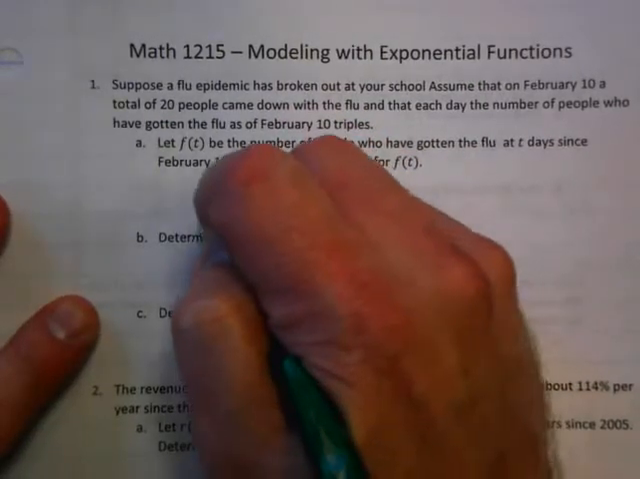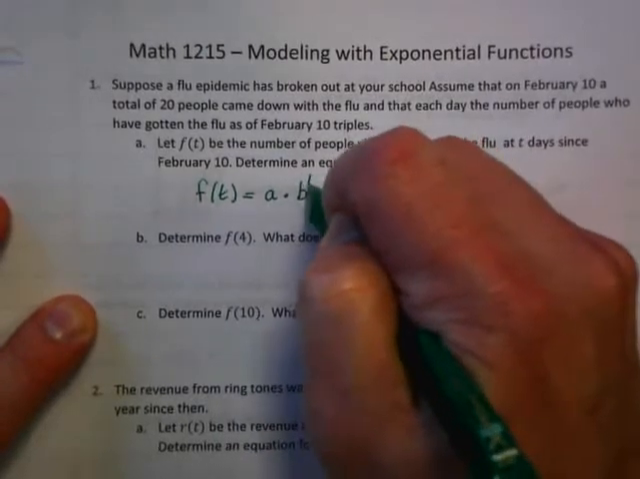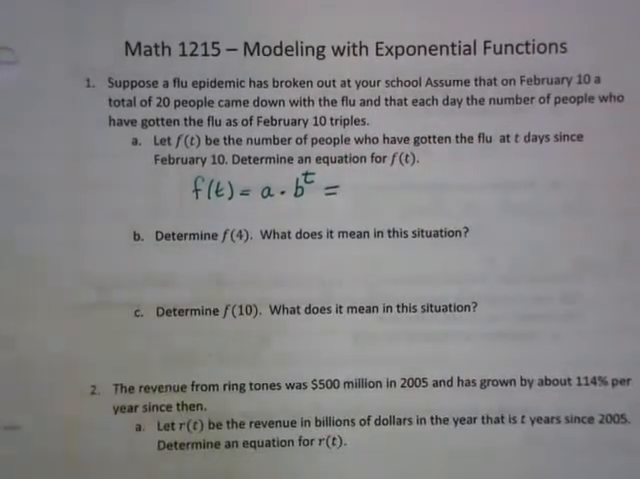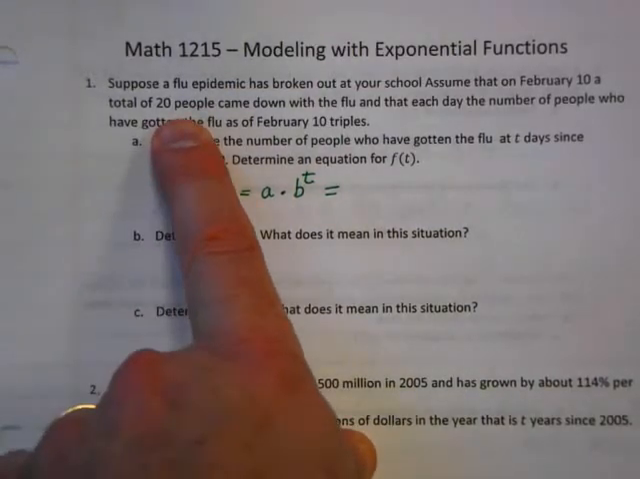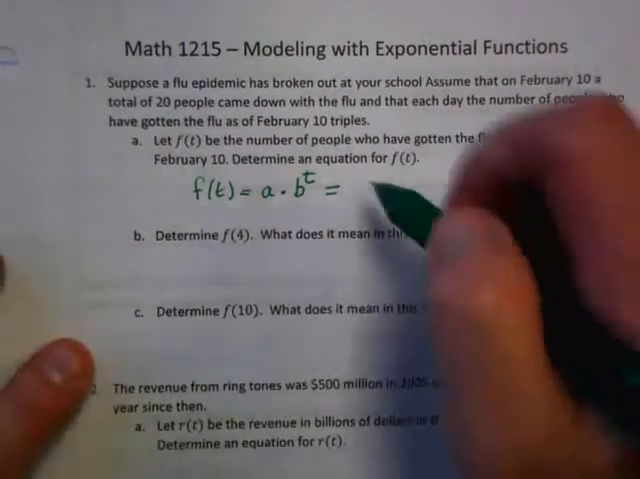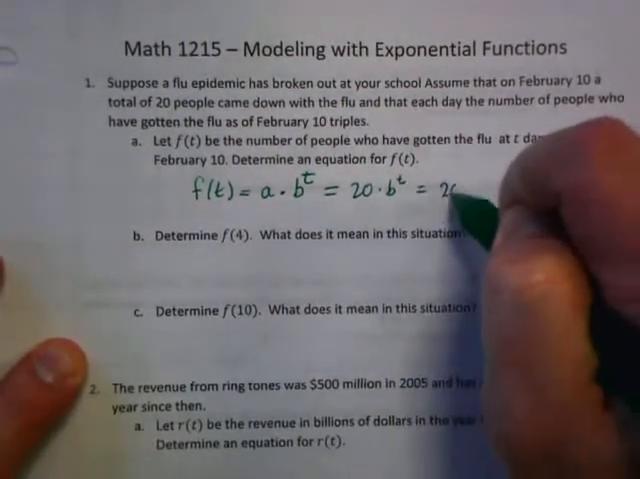All right, so we're going to have f of t is a times b to the t. The a number should be very easy to figure out. What's the a number? 20. Why 20? That's how many people had the flu at the beginning. At time 0, on February 10, 20 people had the flu. So we're going to have 20 times b to the t. Now, what's b?